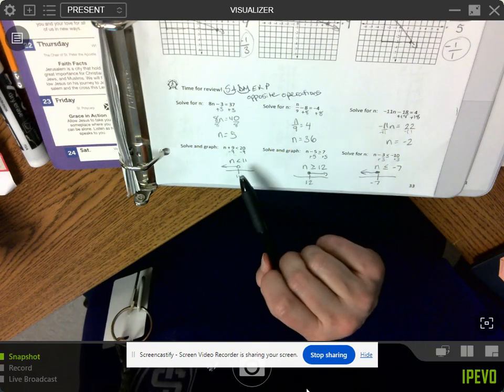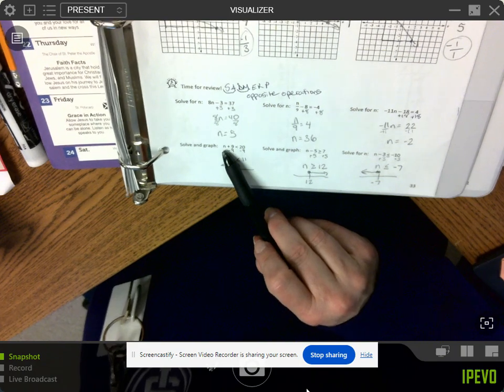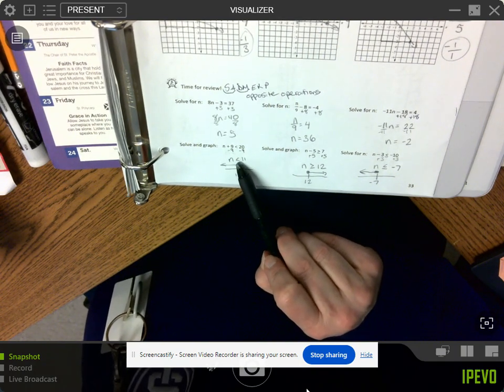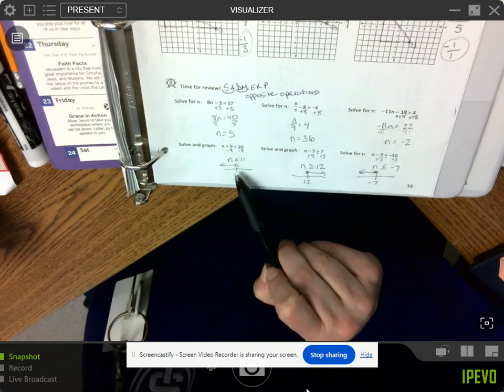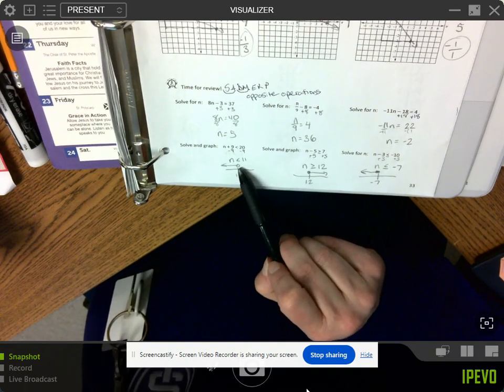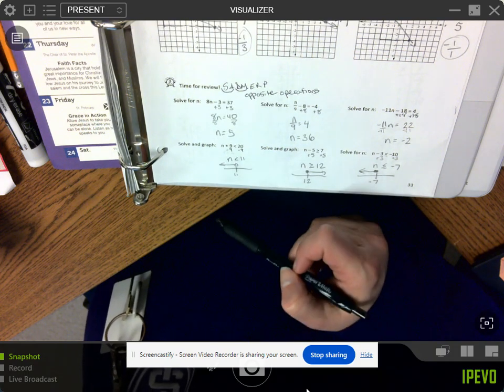All right, let's look at our graphing the inequality. We had to solve for our n. So n is less than 11. So I do my number line with 11. It's less than, not equal to, so it's open circle. And it's less than, so I go to the left.